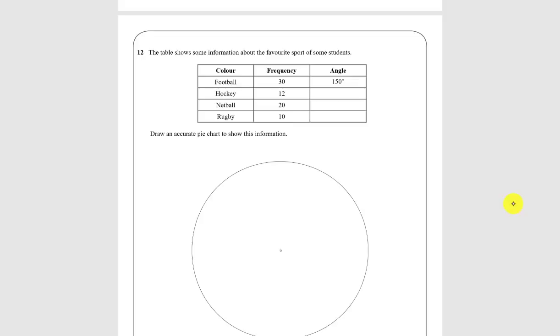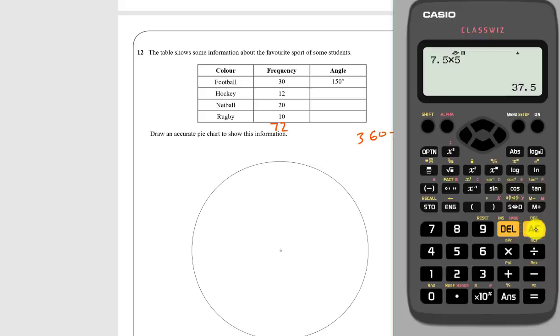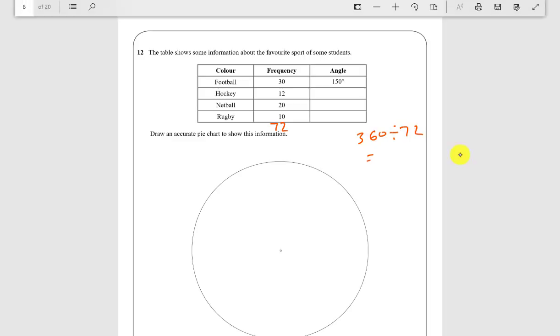So what we need to do for this one is find the total frequency. If you add them up, that should give you 72. And then we need to divide 360 by 72, and that gives us 5. Now we need to multiply all of these frequencies by 5.